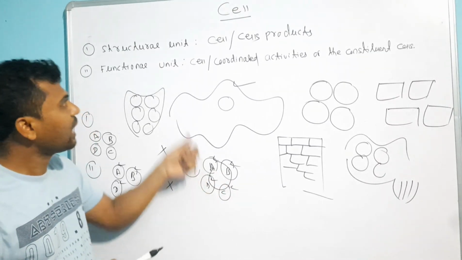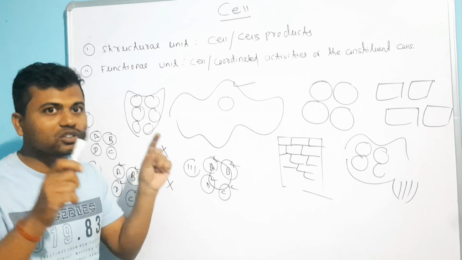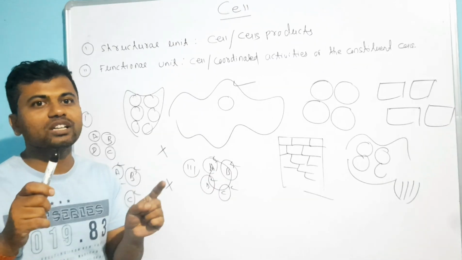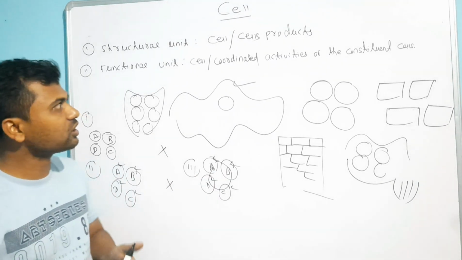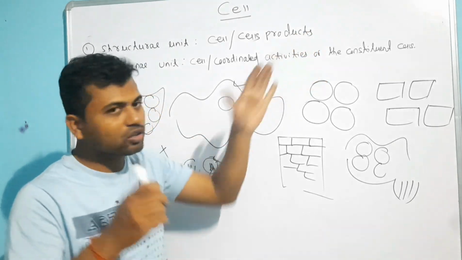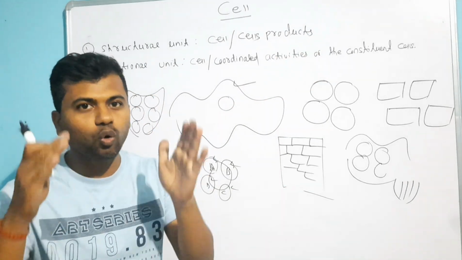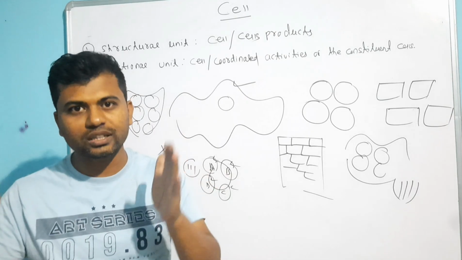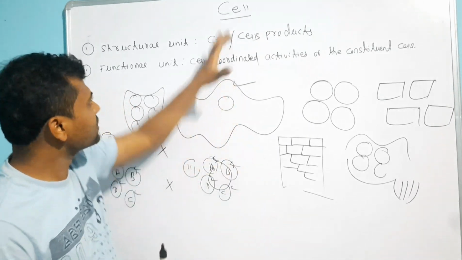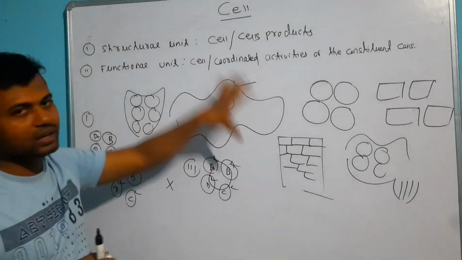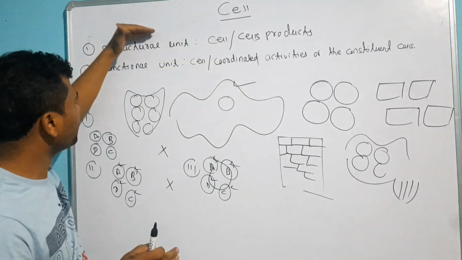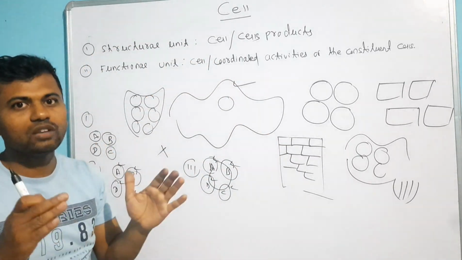That's why we say the cell is also a functional unit in the case of the multicellular organism, because in the multicellular organism the function of the body depends upon the coordinated activities of the body cells. That's all about the definition of the cell. The cell is the structural unit and the functional unit of the living organism.